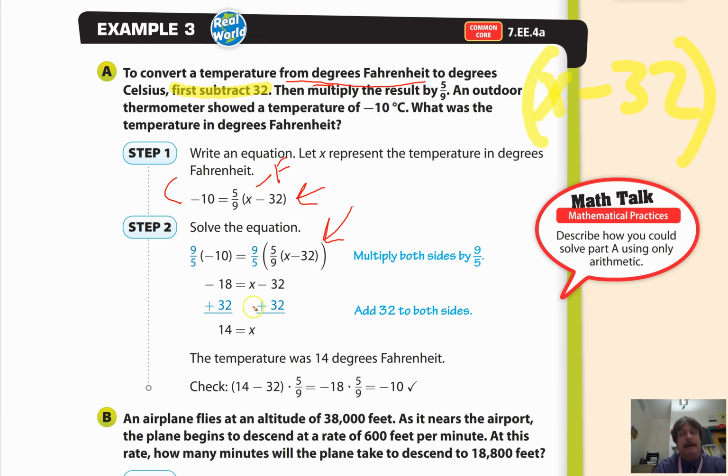They then go ahead, and we are isolating the variable. We have a subtract 32, so we're going to add 32 on this side. So what we do on one side, we do on the other. So we're going to add 32 here. We go ahead and do the math. That would be 0, of course. So x is going to equal 14. So for a temperature of negative 10 degrees Celsius, it is equivalent to 14 degrees Fahrenheit.